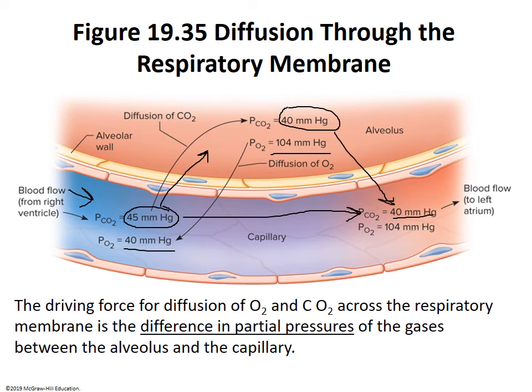Then we look at oxygen. Oxygen has a much lower partial pressure in the blood than it does in the air we're breathing. And so I'm going to have a large amount of oxygen that's going to jump across, and you'll see that by the time it gets through, it will have reached equilibrium. And so this is the factor that's driving the gas exchange. It is the difference in the partial pressures of gases between the alveoli and the capillary. So that's the explanation of that. I hope it makes sense.